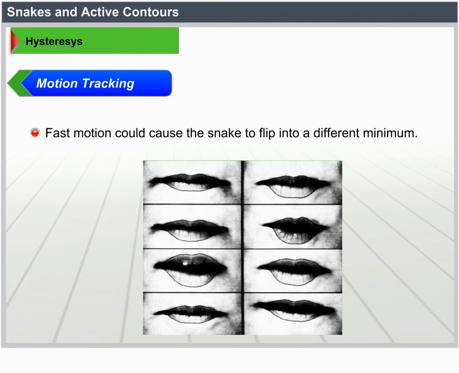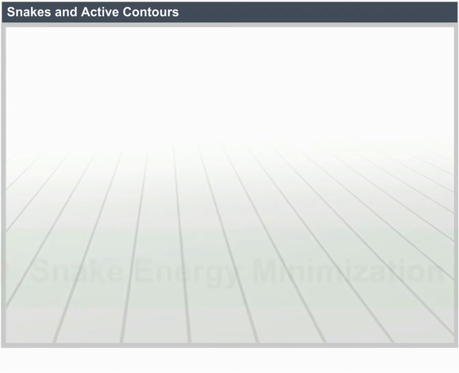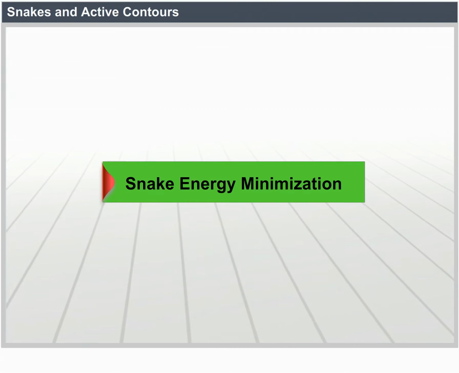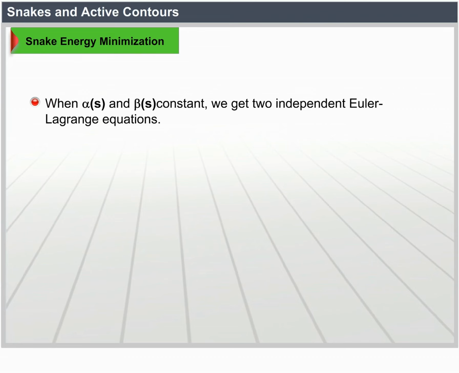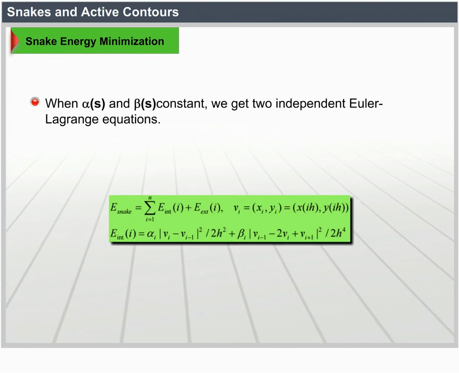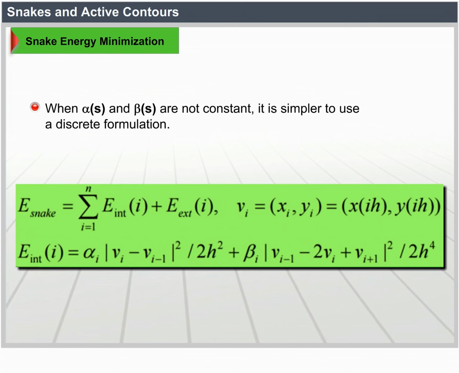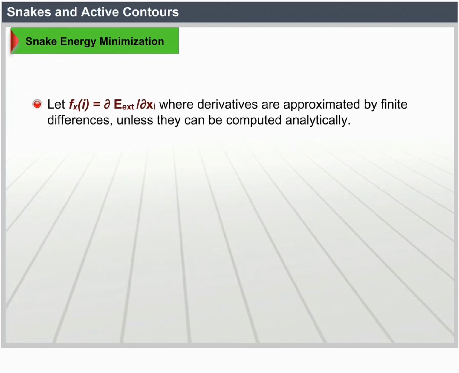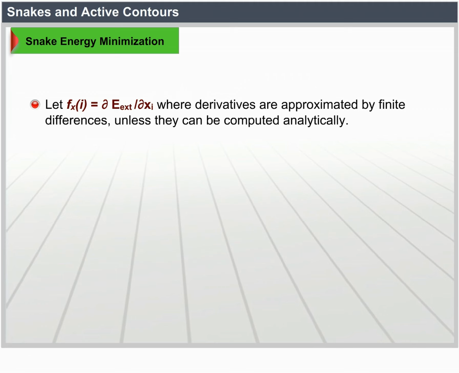Snake energy minimization. When alpha s and beta s are constant, we get two independent Euler-Lagrange equations. When alpha s and beta s are not constant, it is simpler to use a discrete formulation, as shown. Let f of xi equal the partial derivative with respect to xi of E external, where derivatives are approximated by finite differences if they cannot be computed analytically. The corresponding Euler equations are now seen on the screen.